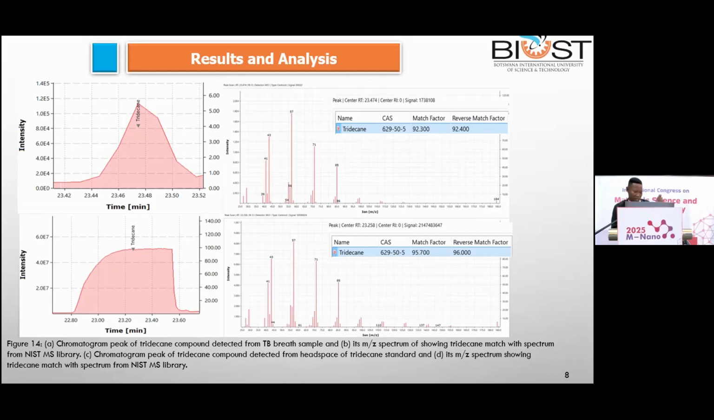But to further verify this peak, we ran a tridecane standard, and the peaks were obtained at the same retention time. Also, its mass-to-charge spectrum match factor is 95%, which means this is an excellent match. So this shows that the method that we use to analyze this is an accurate method. So this is how we identified those VOCs.